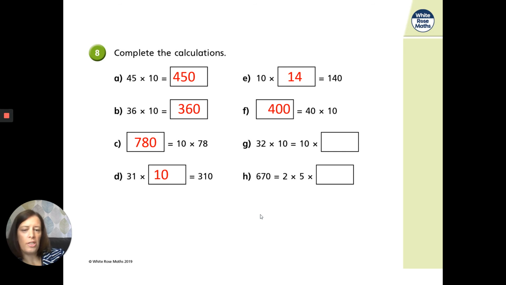Now this one, 32 times 10 is equal to 10 times, well, we know they have to be the same on both sides because equals means the same as. 32 multiplied by 10 is the same as 10 multiplied by 32. And this one, 670, is equal to 2 times 5 times, well, 2 times 5 is 10, and then that makes it much easier. The missing number must be 67. Hopefully you had a really good go with those. Well done.